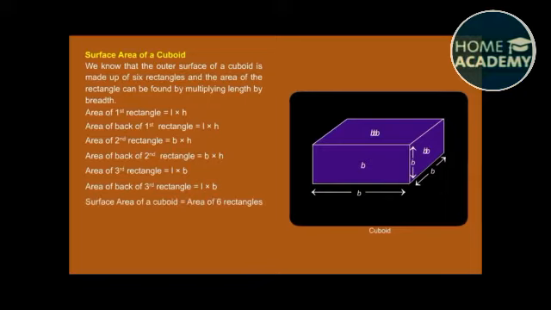Surface area of a cuboid is equal to the area of 6 rectangles, which is equal to LB plus LB plus BH plus BH plus HL plus HL, which is equal to 2LB plus 2BH plus 2HL, which is equal to 2 into LB plus BH plus HL. Surface area of a cuboid is equal to 2 into LB plus BH plus HL.